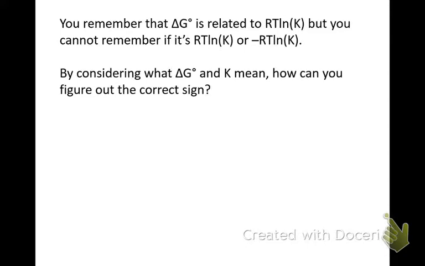Okay, so let's think about this conceptually. Let's say you remember that delta G is related to RT ln K, but I stop you on the street, assuming we can be together on the same street, and ask you, I can't remember, is it RT ln K or negative RT ln K? Can you figure out the correct sign? Okay, so we said that for a reaction to be spontaneous in the forward direction, that means that delta G is negative.